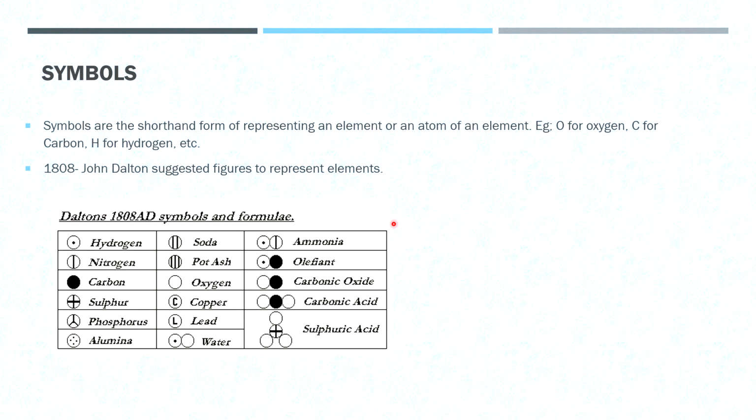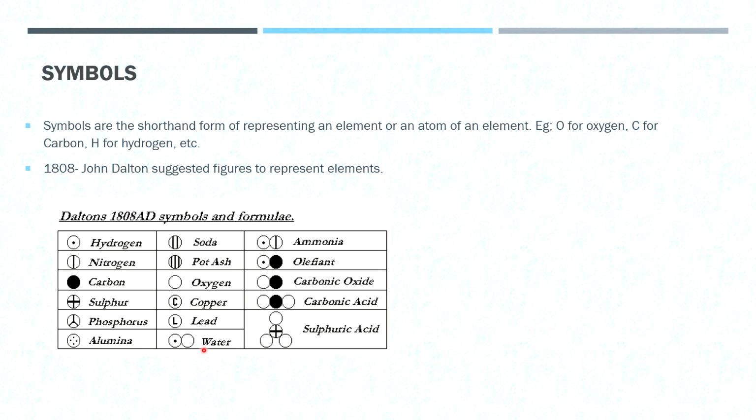Now, let's learn about the evolution of the symbols, meaning how the symbols that we are well versed with today have evolved. In 1808, John Dalton suggested figures to represent elements, and he used figures such as these given here. He represented hydrogen in this manner: nitrogen, carbon, sulfur, phosphorus, alumina means aluminium. Soda, potash means potassium. Oxygen, copper, lead.